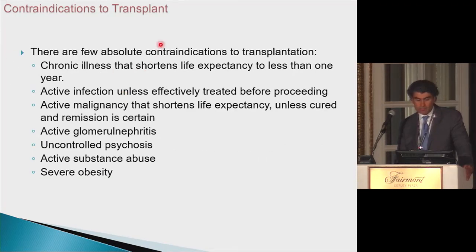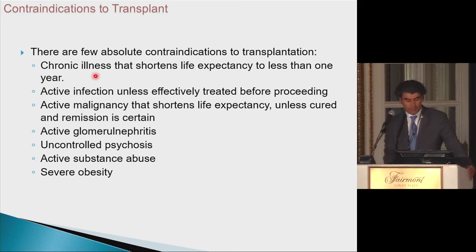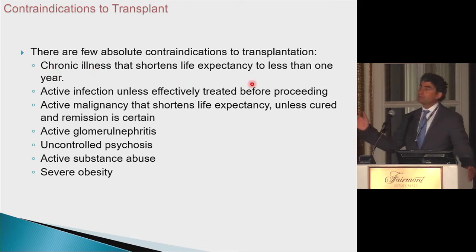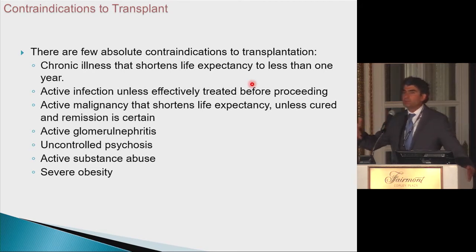So again, we start by asking what the contraindications are. Again, the list is shrinking, as I said. Chronic illness that shortens life expectancy to less than 1 year is important. And I told you in this study, a patient needs to live more than 1 year to start benefiting from transplant anyway. So this is why we choose this 1 year as the goal. Active infection, unless effectively treated before proceeding. Active malignancy that shortens life expectancy, unless cured and remission is certain.